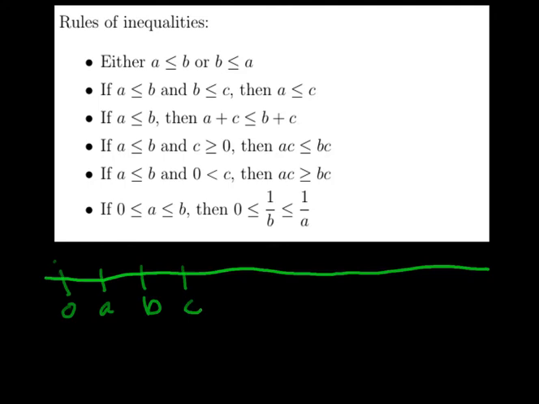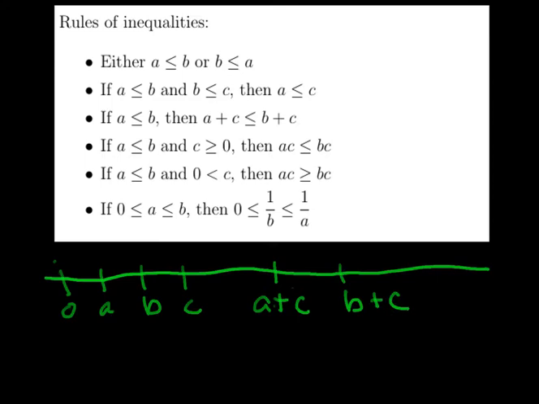The next principle says it's closed under addition. So if I take A and add C to it, I would be, say, out here, and if I took B and added that same number, I would be, oops, that was supposed to be a C. Sorry about that. So A plus C should be less than B plus C.